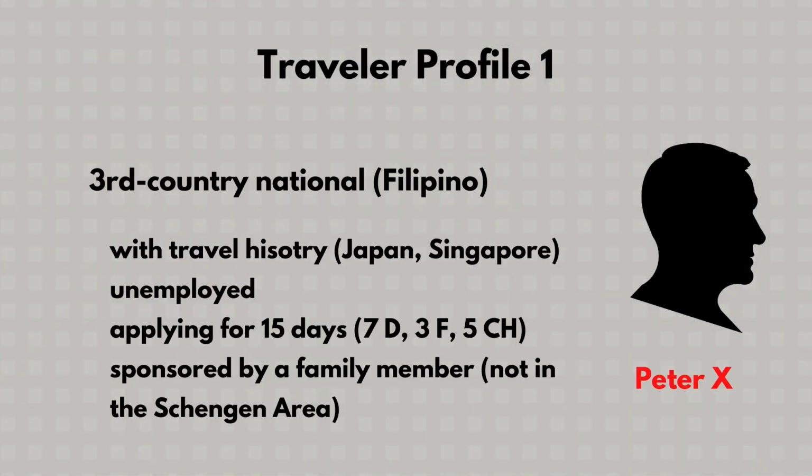Our traveler profile is a third country national, so he's a Filipino. So with Peter X, with travel history to Japan and Singapore, he is currently unemployed and he will be applying for 15 days. So he will be applying with the German embassy. Why? Because he will be staying for 7 days in Germany, 3 days in France, and 5 days in Switzerland. So he will be sponsored by a family member who is not in the Schengen area.